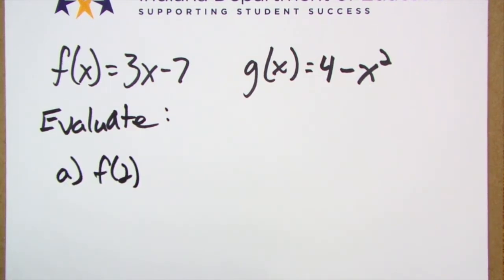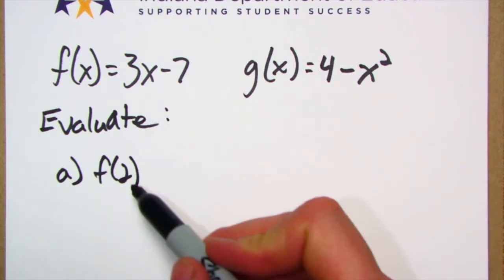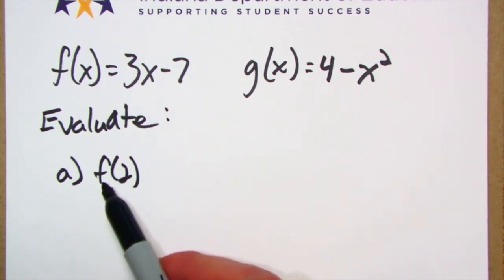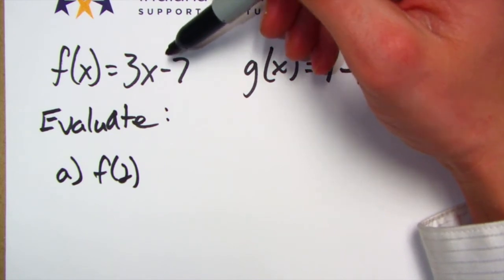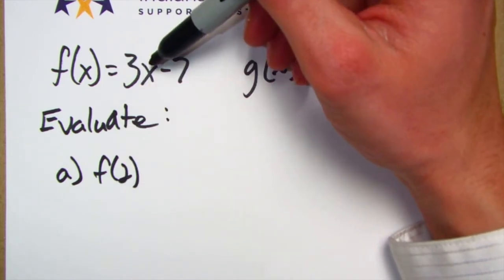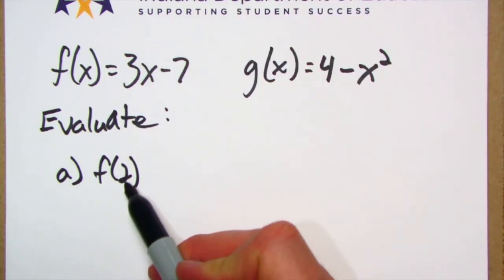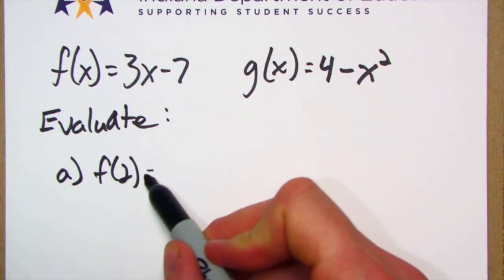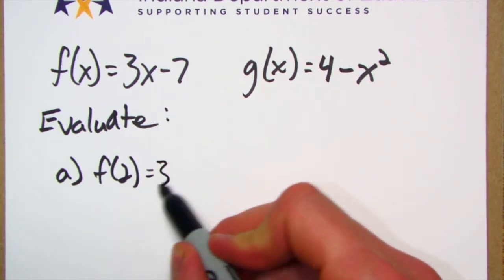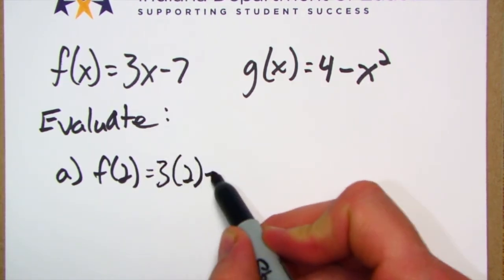Now f of 2 means that what I'm going to do is I'm going to find the f function, which is this one. Here's the formula for this function. And I'm going to put a 2 in for the x. Now notice this is a 2 in place of the x here, and then we'll end up putting the 2 in place of the x there. So it's going to be 3 times 2 minus 7.